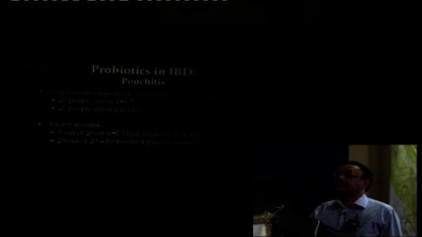These are trials where patients who had history of pouchitis, when given probiotic, did not develop an episode of pouchitis, and after 9 months it was seen only 3 patients out of 20 as compared to all in the placebo group. So primary as well as secondary prevention is beneficial. After remission of pouchitis, again it is helpful to prevent a second episode of pouchitis.